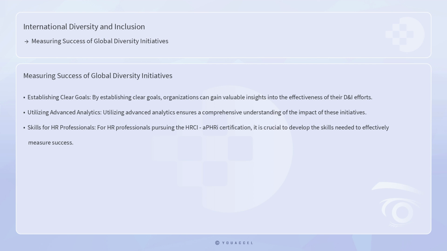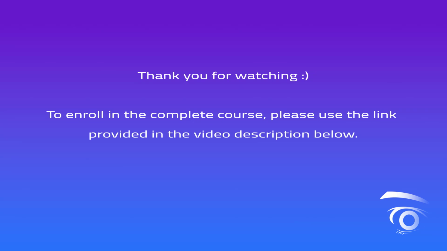As HR professionals, particularly those pursuing the HRCI aPHRi certification, it is crucial to develop the skills and knowledge needed to effectively measure and evaluate the success of global diversity initiatives, ultimately contributing to a more inclusive and equitable global workforce. This concludes the lesson.